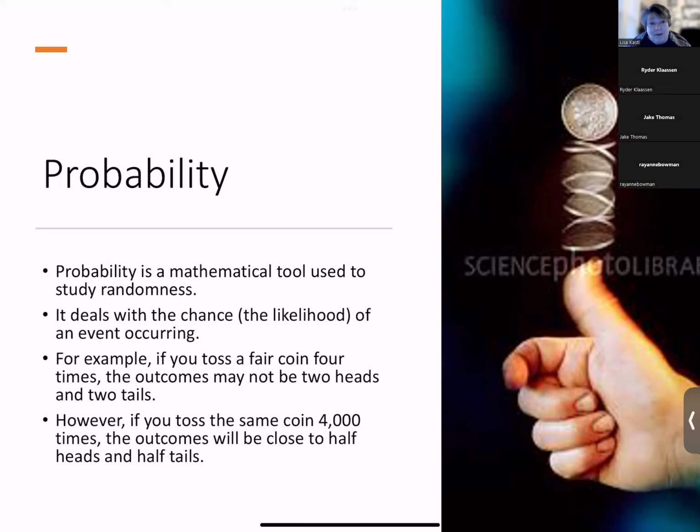But the reality of that situation is probably not going to get exactly 2 heads and 2 tails on 4 flips of a coin. Now, if I flipped it 4,000 times, then we get closer to what the theoretical probability is, 2,000 heads and 2,000 tails.